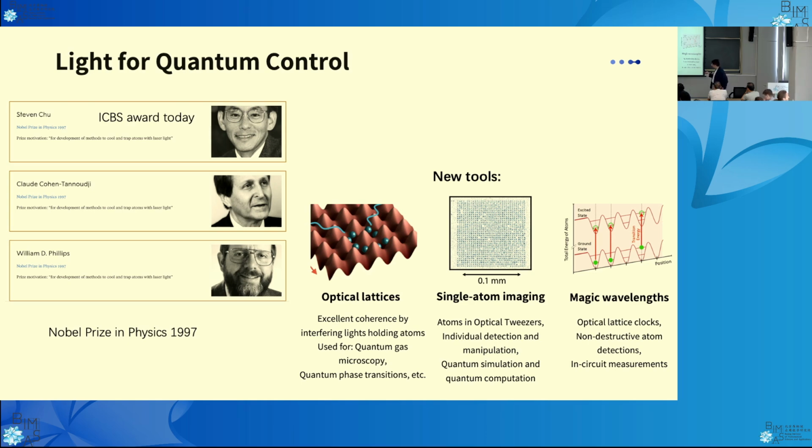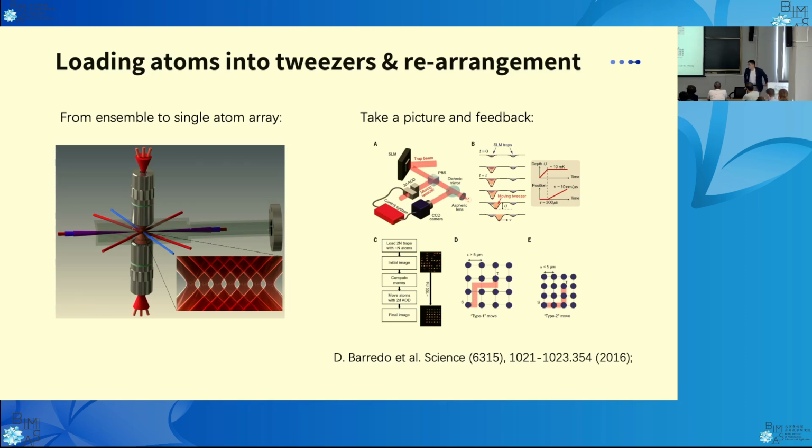And these tools nowadays have single atom imaging, so what you see is an array of about 1,000 atoms, 30 by 30, and one can use the so-called magic wavelength, and we will use some of these in our labs to enhance some measurement schemes. So this is kind of a quick gloss over. Let me guide you through how these atoms are trapped in optical tweezers.